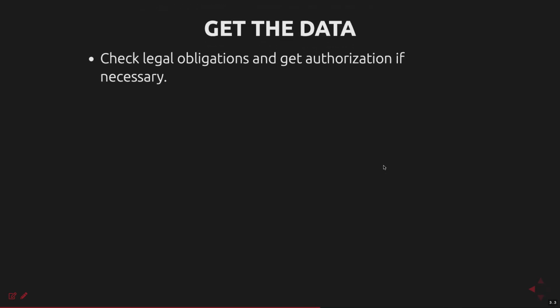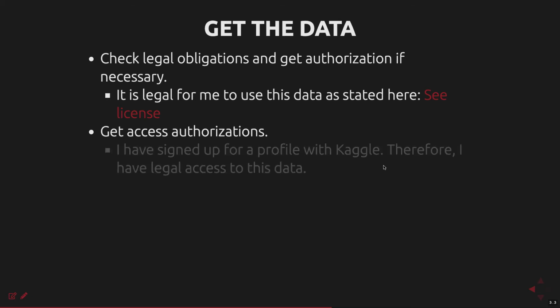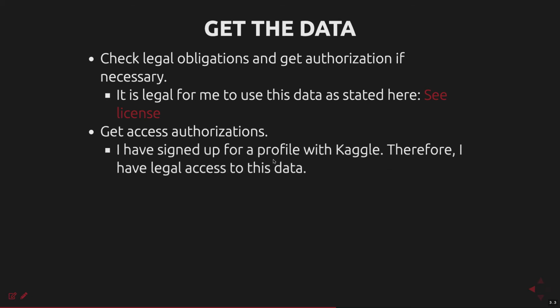So we also need to check legal obligations and get authorization. Again, it's legal for me to use this data, and I have the license agreement that you can see. People can feel free to click on that and search for it. We also need to get authorization and access. In a previous life, I worked for a bank. I couldn't just take people's account data and start running analyses on it. I needed to go through verification processes and get legal authorization. For this, I grabbed the data from Kaggle, so I signed up with a profile on Kaggle, and therefore I have legal access. Again, you can see the legal licenses for the data here.